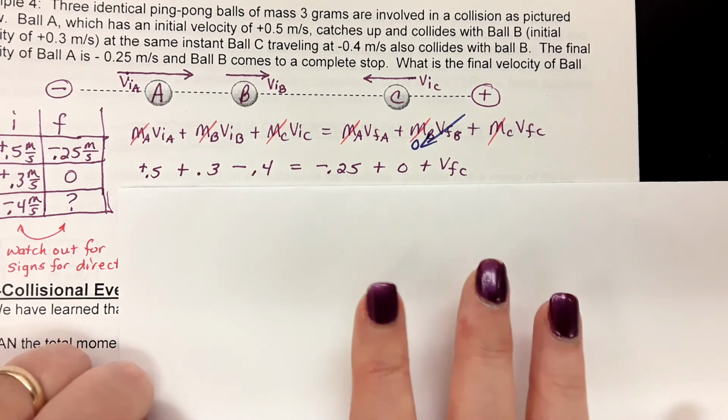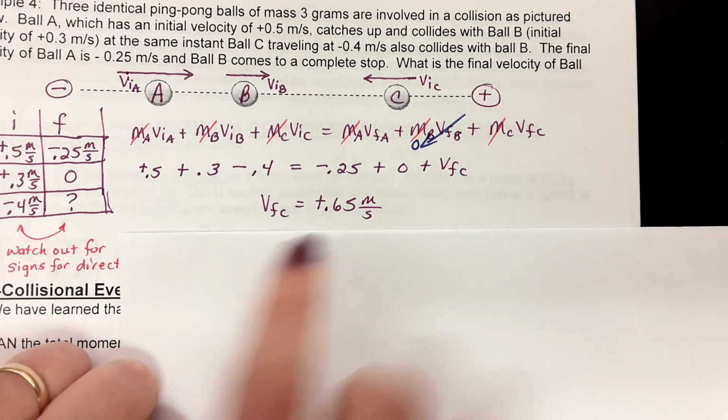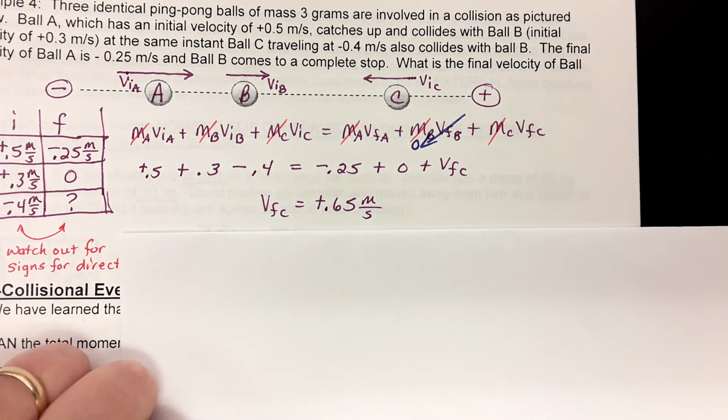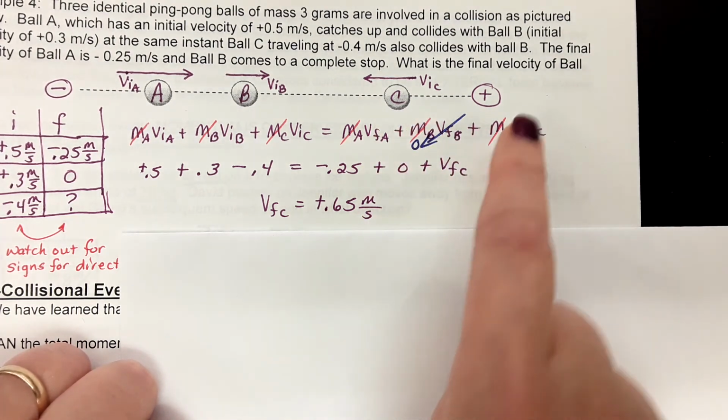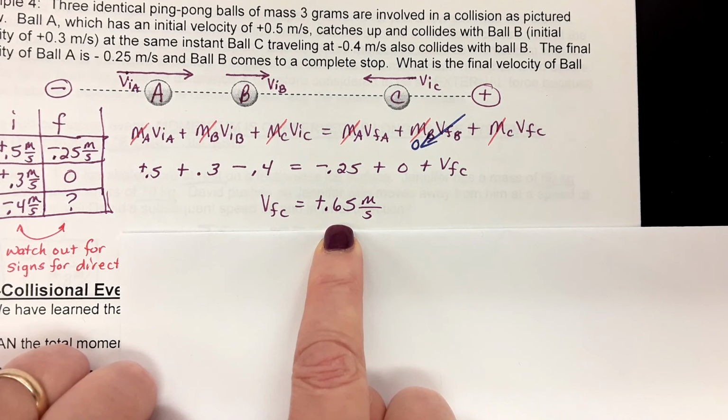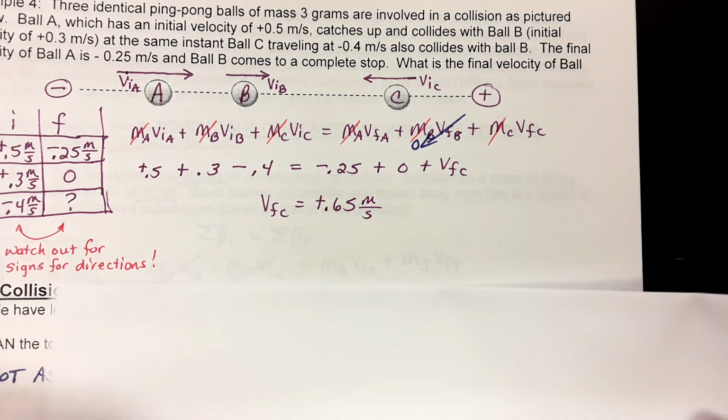We solve for the final velocity of C, and we get positive 0.65 meters per second. So this is telling us ball C didn't stop. It bounced back to the right at 0.65 meters per second. Okay? We are going to stop there for now.